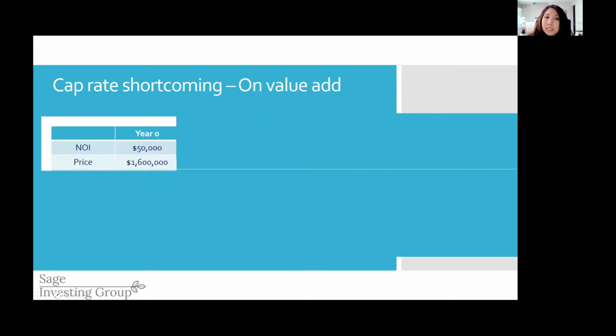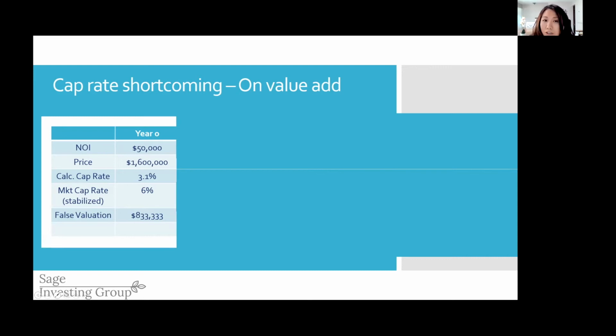as an example, a deal lands in your inbox with a net operating income of $50,000 and a price tag of 1.6 million. If you calculate the cap rate, that will equate to 3.1%. That's pretty low, right? In addition, you know that the going cap rate for the stabilized product in the area is 6%. And if you calculate that $50,000 over a 6% market cap rate, you might end up with a false valuation of $833,000. Practically, you're offering half of what the seller is asking.